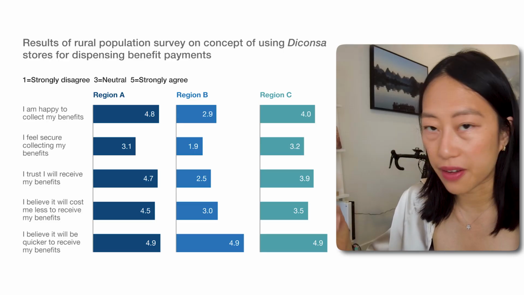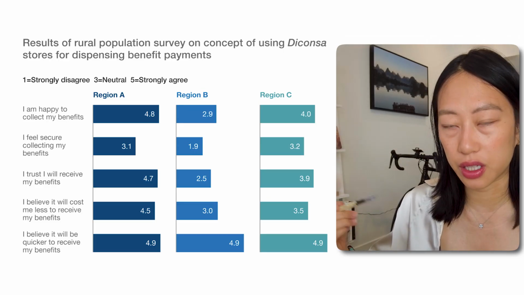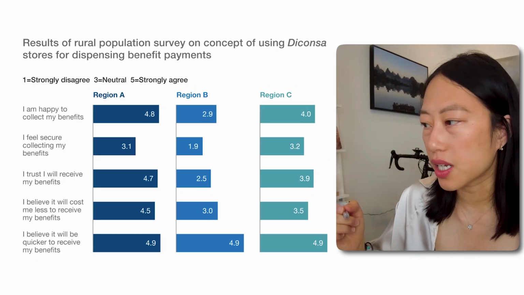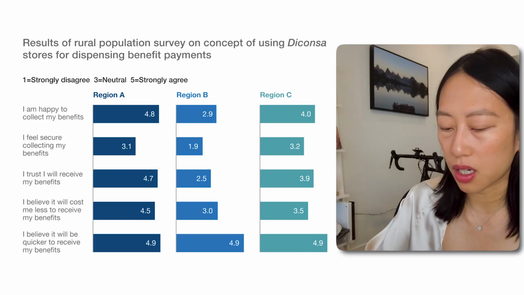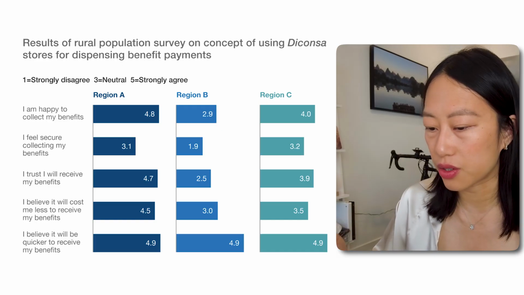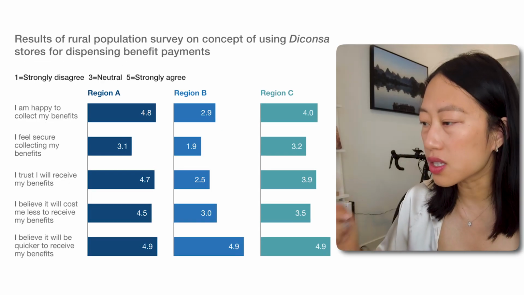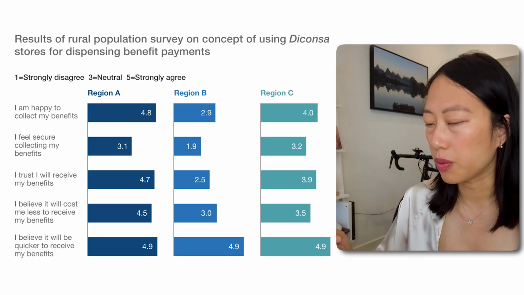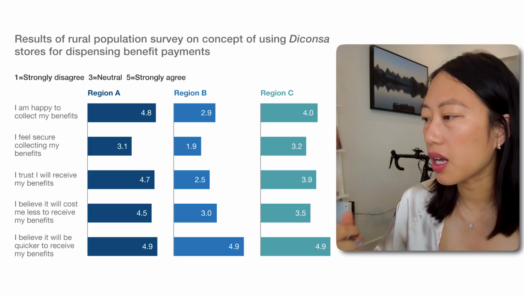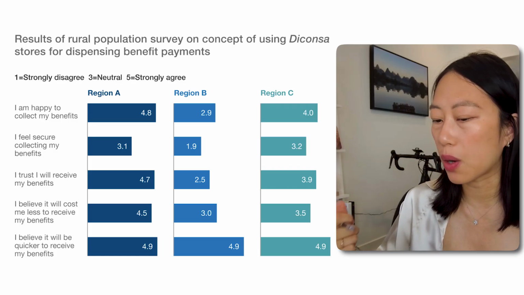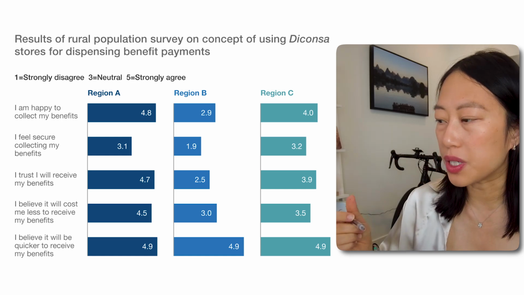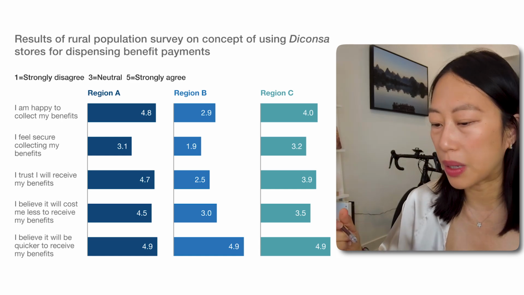So basically what I have done is I have shared the key insight. And so in summary, what this tells us and how it shapes our key objective, whether it makes sense to use the Dakosa network, is that it looks like different regions have different opinions about using the network. Region A seems to be the most optimistic, and it could be one of the regions that we can start off with a pilot using the Dakosa network, versus Region B, which is less optimistic about using the network.